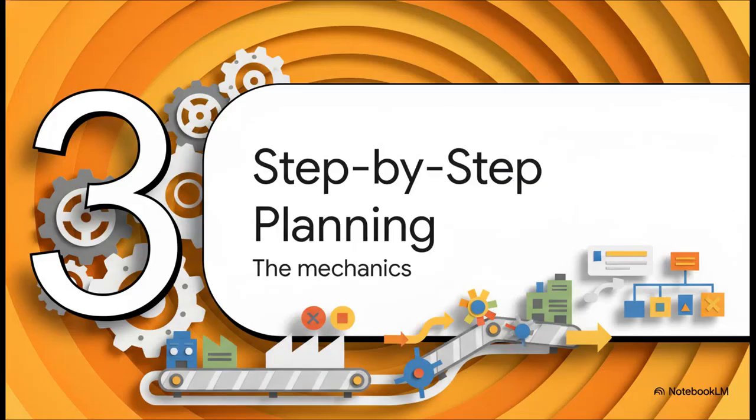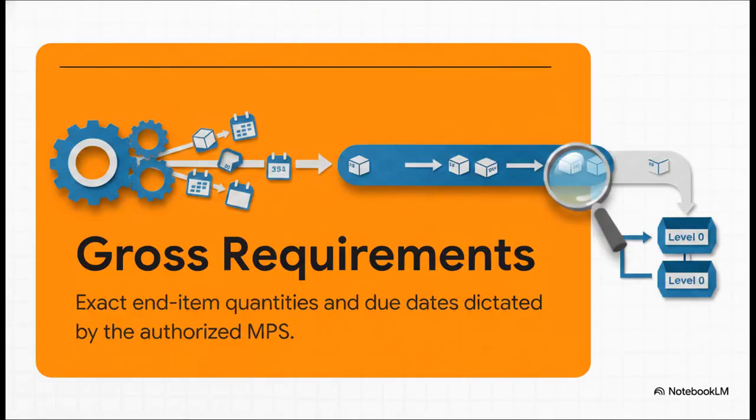Which brings us to Section 3, Step-by-Step Component Planning. Now, what's really interesting about this slide is how these two systems actually hand off data to each other. Once the master schedule is authorized, it spits out quantified due dates and amounts for specific end items. These scheduled end item quantities become what we call gross requirements at the top level, or level 0. Basically, these gross requirements are the direct input that gets fed straight into the MRP system.